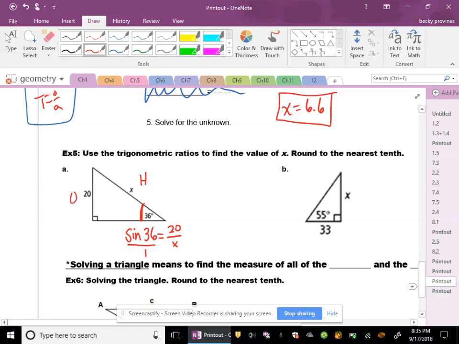Okay, so as we did in the last one, we are going to cross multiply. So 20 times 1 is 20. And then again, this x that I'm multiplying by, it goes in front. So x times sine 36. Now, if I'm solving for x, I need to move whatever's next to it. So I'm dividing by sine 36. And so if you have a yellow calculator, you're just going to type in 20 over sine 36, enter.